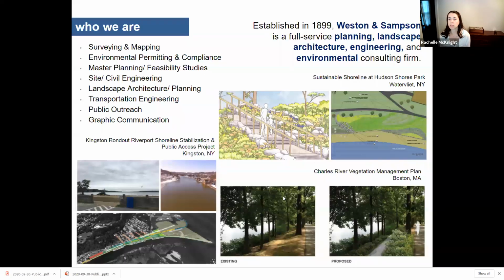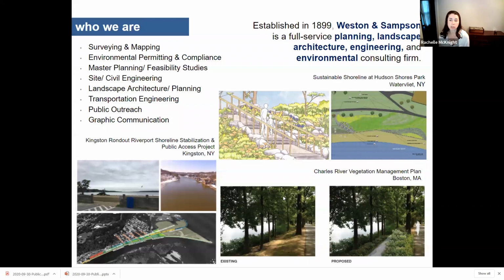Okay, so to start out, I'm going to introduce our company. Again, we are with Weston & Sampson. We're a full-service planning, landscape architecture, engineering, and environmental consulting firm. We do a huge variety of different types of engineering and LA services. We do surveying and mapping, site and civil engineering, especially in our office, we do quite a bit of planning, definitely public outreach, graphic communication, and in particular, my specific skill set in our office does a lot of work on shoreline stabilization, which you're going to learn quite a bit more about throughout the course of the presentation.